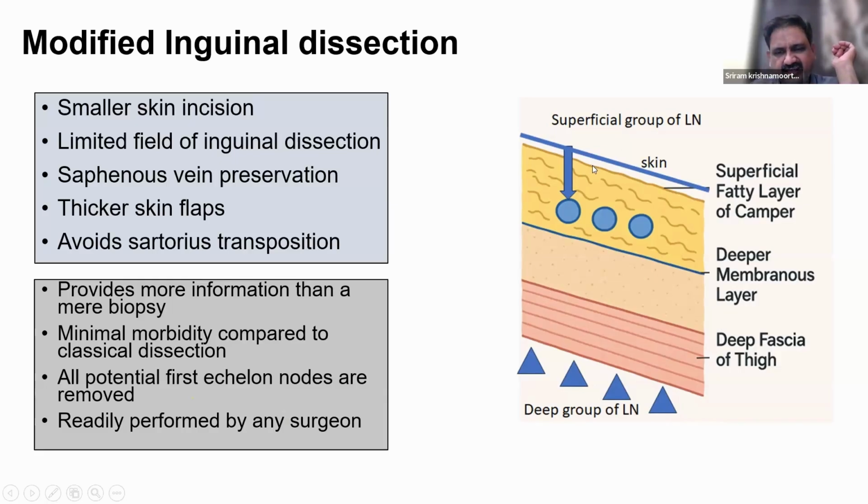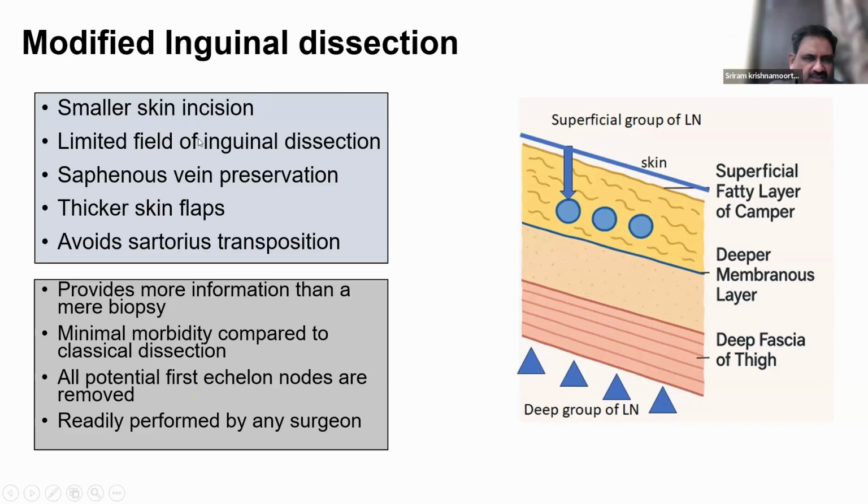Once you make an incision on the skin, you lift the skin along with the Camper's fascia together as a flap, so that all the fibrous tissue, all the fatty tissue, everything will be removed en masse, which will contain the superficial group of inguinal lymph nodes. So the deeper membranous layer of Scarpa is left behind intact along with the deep fascia layer. So the modified dissection will remove only the fatty tissue, leaving behind both the superficial layer of Camper and the deeper layer of Scarpa intact. Okay, that is the anatomical arrangement you should all be familiar with.